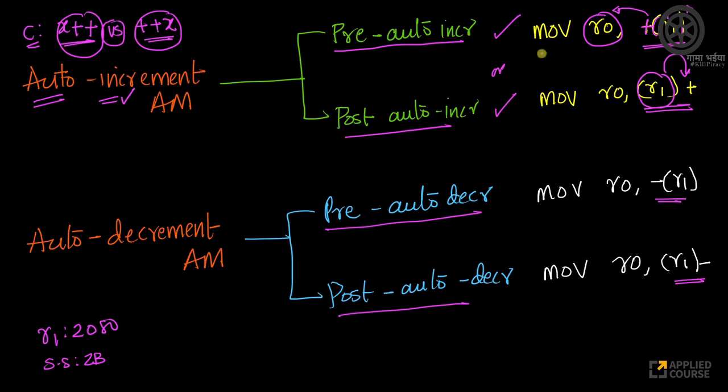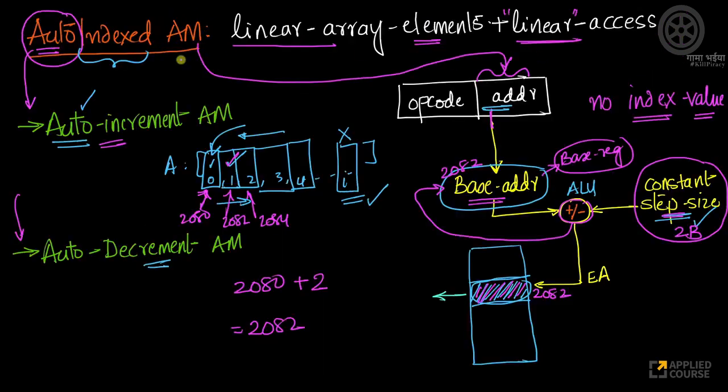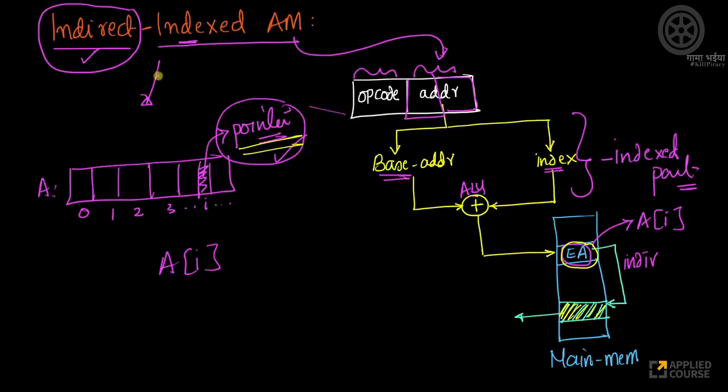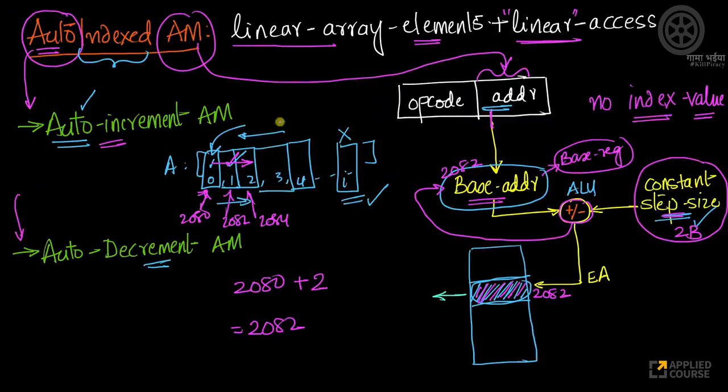And remember, please understand that in the auto-indexed or auto-incremented addressing modes, you can only move in a linear fashion. You cannot access these linear elements or linear array of elements in random fashion. The way you can do it in proper indexed addressing modes or in indirect indexed addressing modes. You can't do that here. That's very, very important. Because this base address is going to be constantly incremented or decremented by the step size, you can only go in this direction or in this direction. You can't directly jump to the ith location. That's a very, very important aspect of auto-indexed addressing modes.